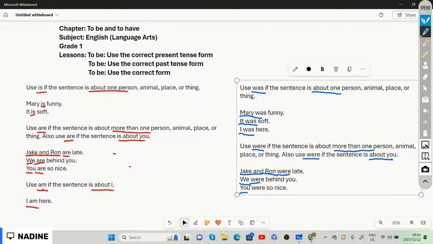So we basically use was and were within the past tense form. We use was if the sentence is about one person, animal, place, or thing. And were, we use if the sentence is about more than one person, animal, place, or thing. And we can also use were if the sentence is about you.